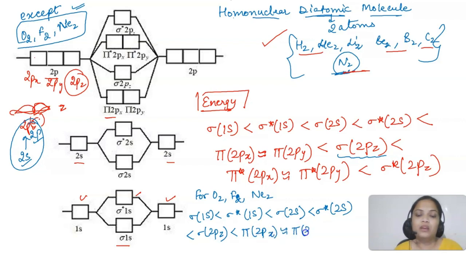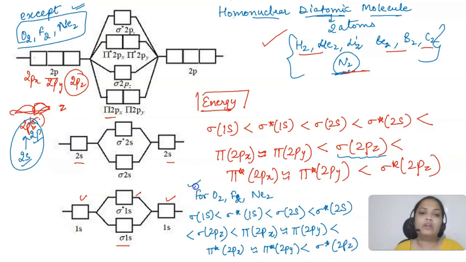The rest, the anti-bonding orbitals, will remain the same: pi star 2px, then pi star 2py, and sigma star 2pz. So keep in mind, the only change is in the position of the sigma 2pz orbital. It will come below pi 2px and pi 2py in the case of oxygen, fluorine and neon. This you have to remember. So please note down both these energy orders. This is important. If you remember it, you can solve any kind of question.